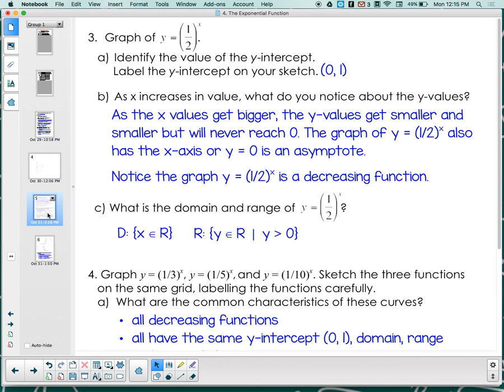You'll notice domain and range is still the same. The domain is all real numbers, because you can have values of negative x, you can have values of positive x, so you use all values of x. But your range, because of the same asymptote, is restricted to being above 0.